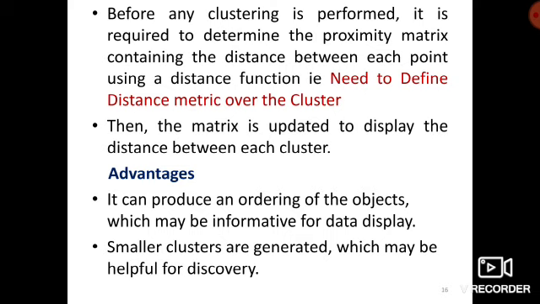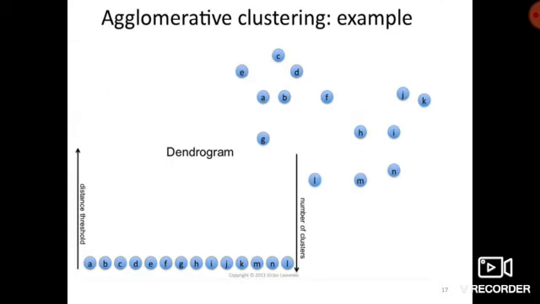Now what are the advantages of agglomerative clustering? It can produce an ordering of the objects, which may be informative for data display. Smaller clusters are generated, which may be helpful for discovery purposes.